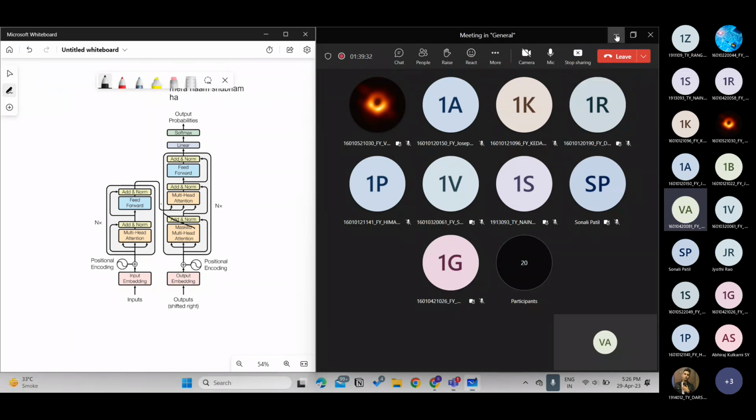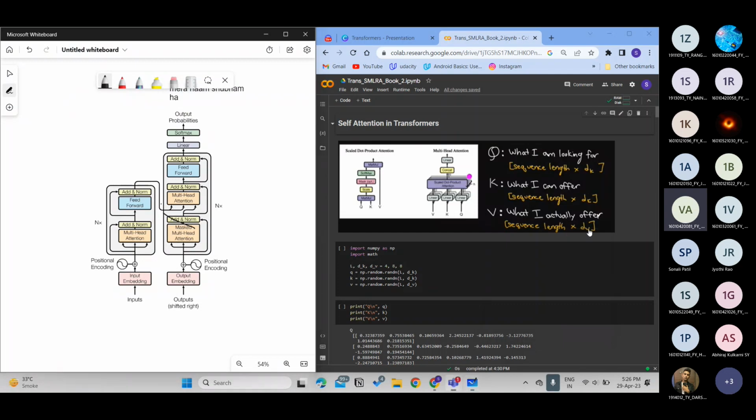So now going ahead, I will simultaneously show the code also, and I will show how this code is working. See, first we will look at this. What is attention? We will understand what is attention, what is self-attention, what this block exactly does.